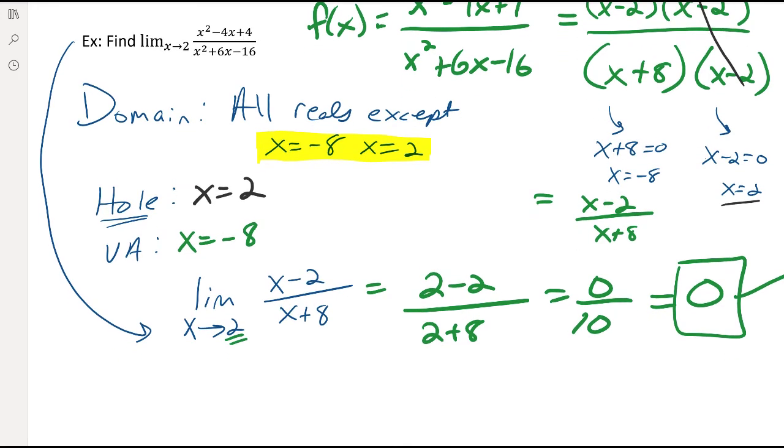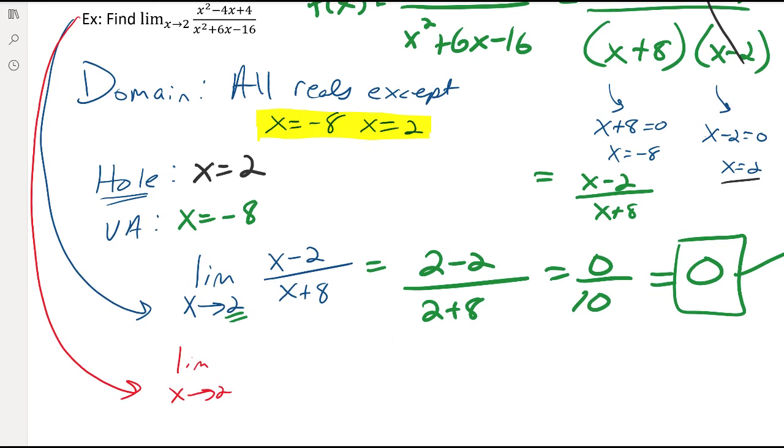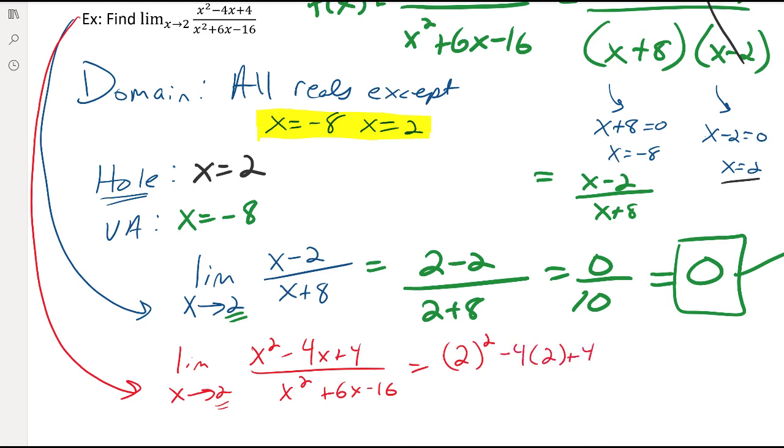All right. And let me show you what happens if you try to plug in 2 directly into the original limit. The limit as x approaches 2 of x squared minus 4x plus 4 over x squared plus 6x minus 16. I bet you're going to get an indeterminate form. Why is that? Because x equals 2 is not in the domain. Check this out. You get 2 squared minus 4 times 2 plus 4, I'll clean that up in a second, over 2 squared plus 6 times 2 minus 16.